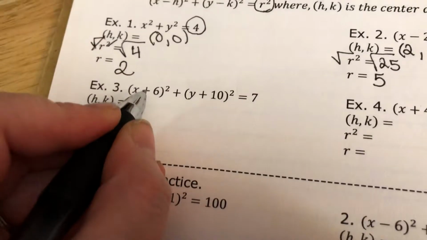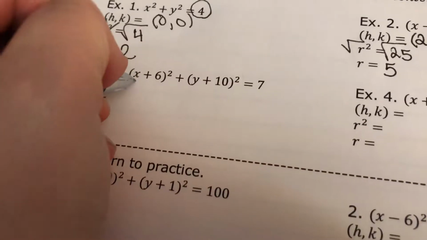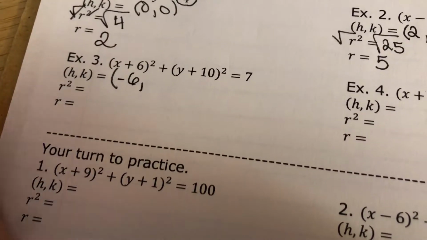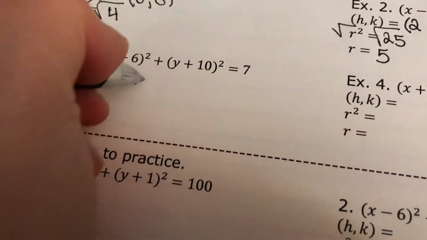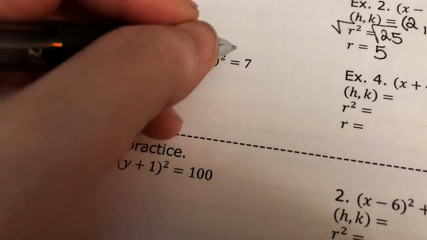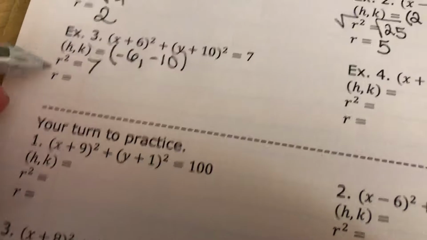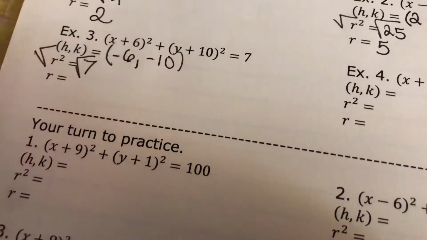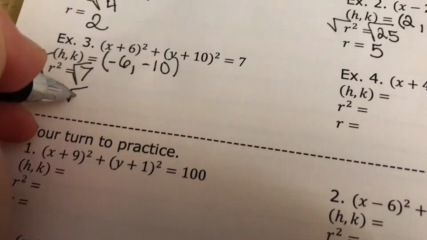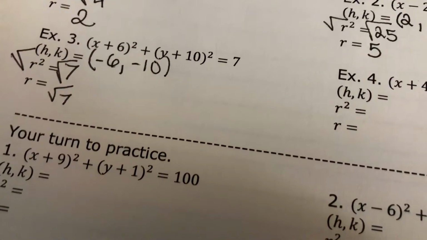Example 3. Okay, this is positive, so it's going to change to a negative 6. And that's y plus 10, so that's the opposite of adding, so we're going to subtract 10. Okay, now r squared is 7. So when you take the square root of it, you're going to get a decimal. So we just leave this as the square root of 7.